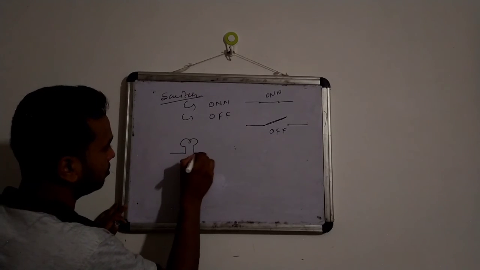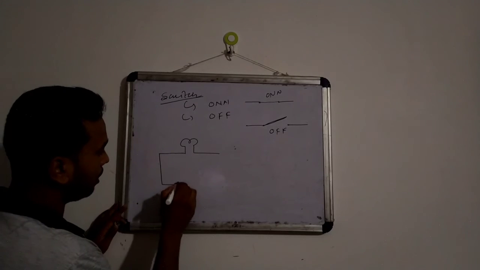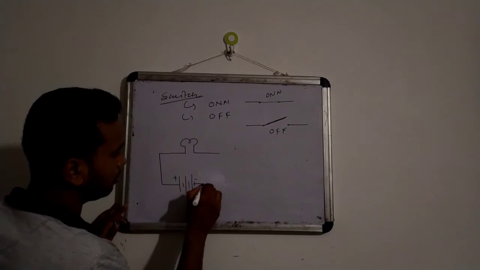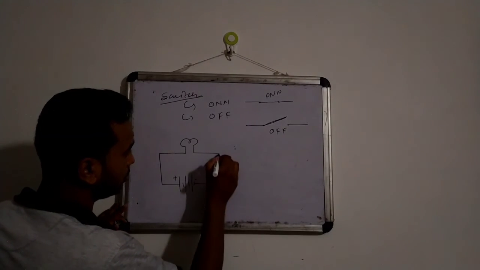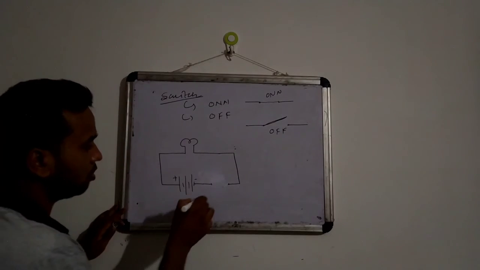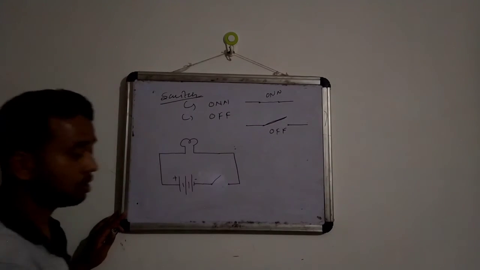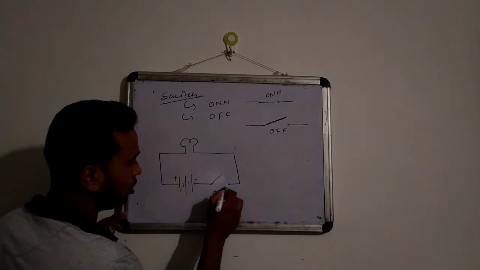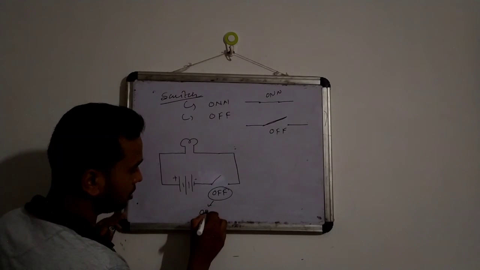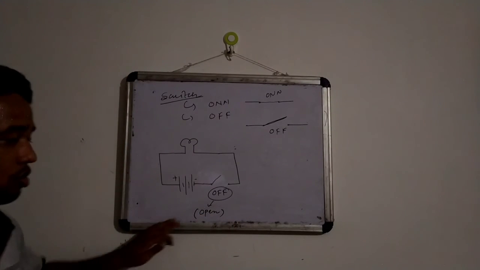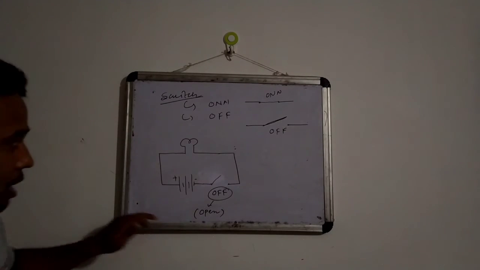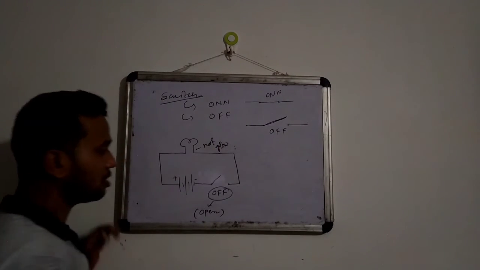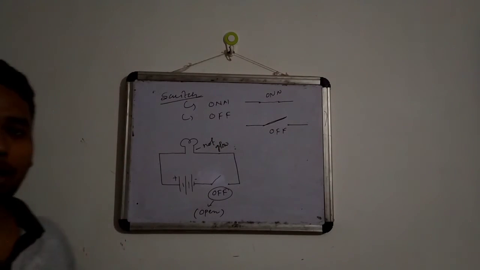Suppose this is a bulb. Here we connect a battery, positive, negative, and we connect a switch here. Then if we keep the switch like this, that means it is in off state or open state. Or we can also call it the switch is open. Then the bulb will not glow, because in off state the current cannot pass through the circuit.